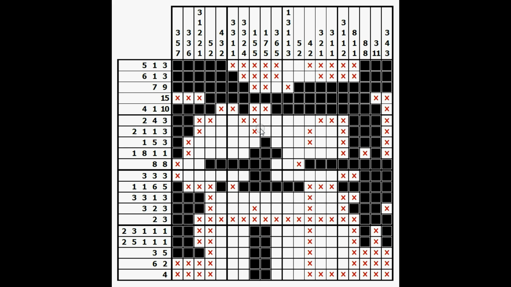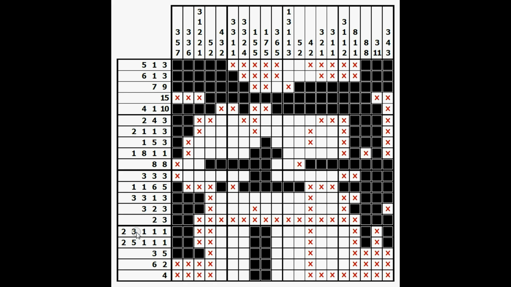Let's see. Okay, right over here we have 2, 3, 1, 1, 1. Well, there's 1, 1. There's 2. That tells me if that's a 2, this has to be 3. 1, 2, 3, x, x. So that's about all I have to do there.